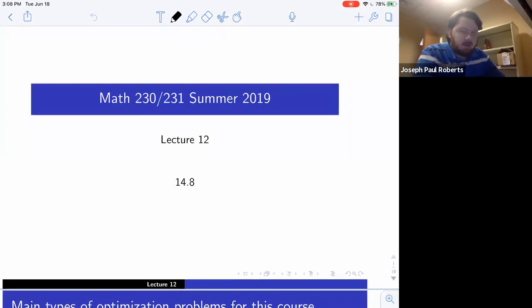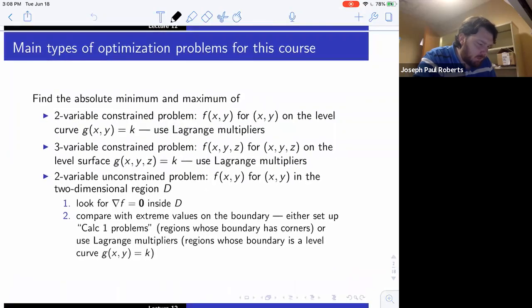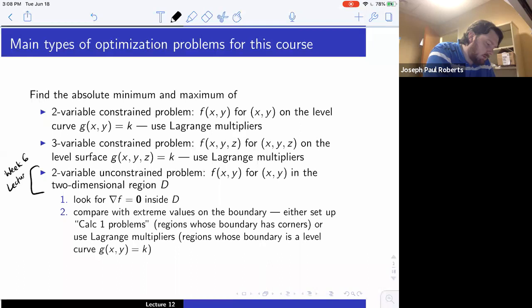All right, so today we'll finish talking about optimization and the technique of Lagrange multipliers. There are three types of optimization problems that we're going to be doing in this course. The two that we talked about yesterday, starting with the two-variable unconstrained problem, were in week 6, lecture 1.